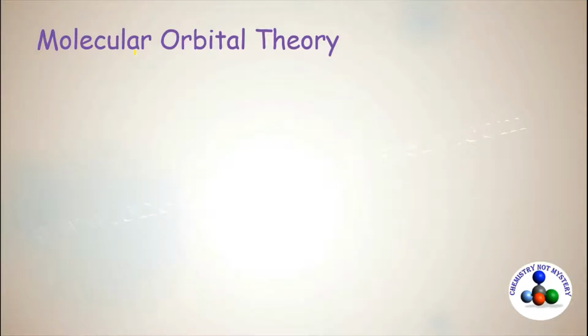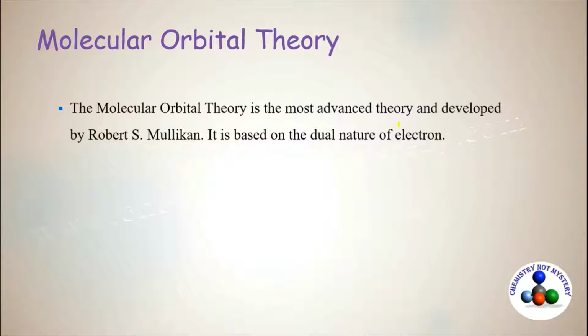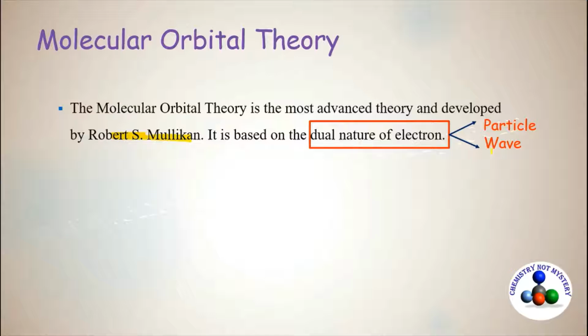Today we are going to discuss molecular orbital theory. This is the most advanced theory and it was developed by Robert S. Mulliken. This theory was based on the dual nature of electron. That means electron can behave as a particle as well as a wave.